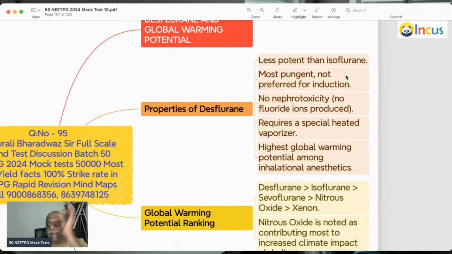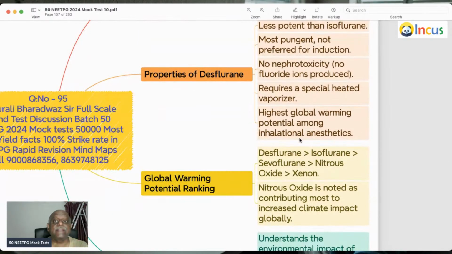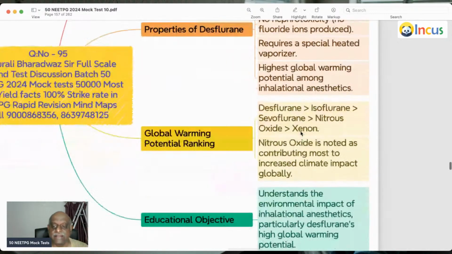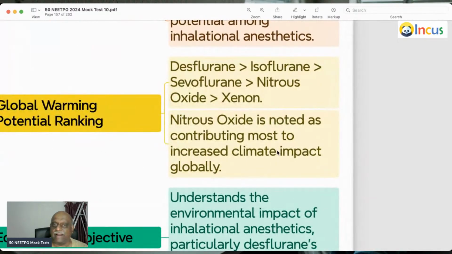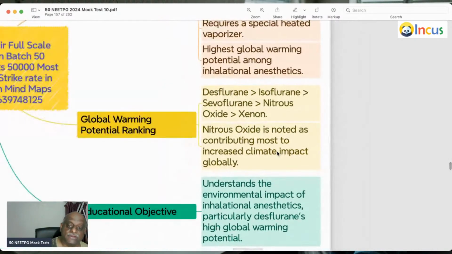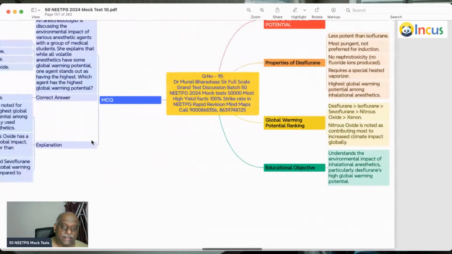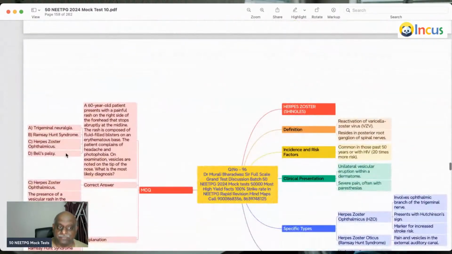Less potent than isoflurane, most pungent, not preferred for induction, no nephrotoxicity, no fluoride ions are produced. Highest global warming potential is desflurane; xenon is least, is what you need to remember. But overall, if you take worldwide, it is nitrous oxide, commonly used, that contributes most to the increased climate impact globally, is what you should remember.